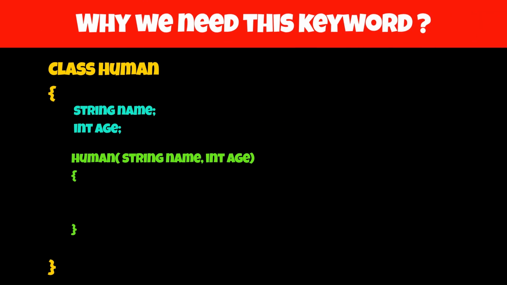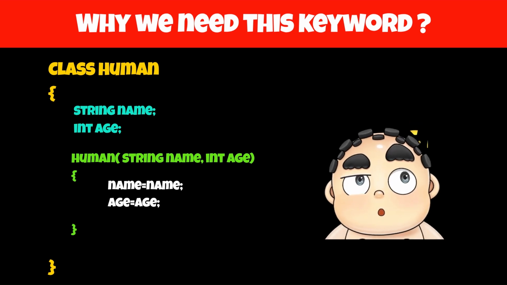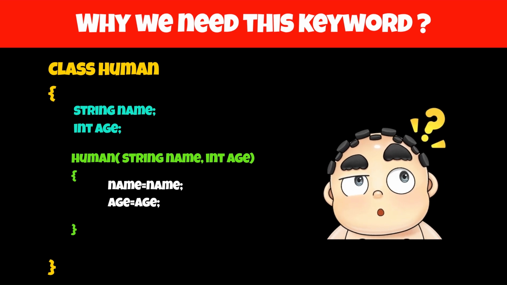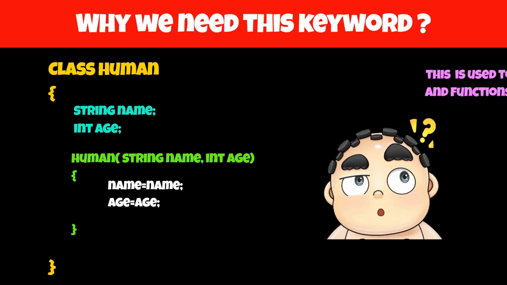Let's consider example of human class which has constructor which takes two parameters. First is a name and second is age. Now name of these two parameters is similar to name of our class variable. So if we use name is equal to name and age is equal to age, then compiler will get confused. Which variable should it refer? Should it refer to the parameters of a constructor or should it refer to the class variable? Here this keyword comes into the picture.